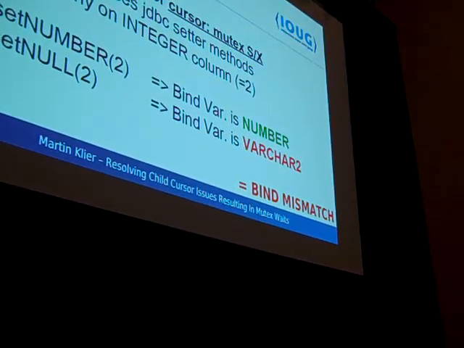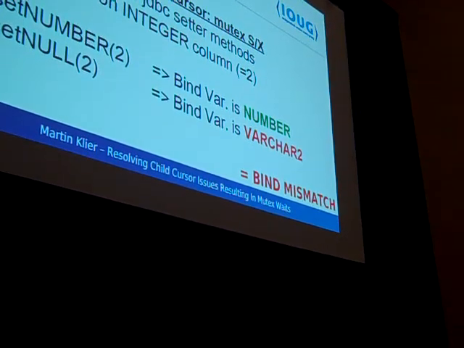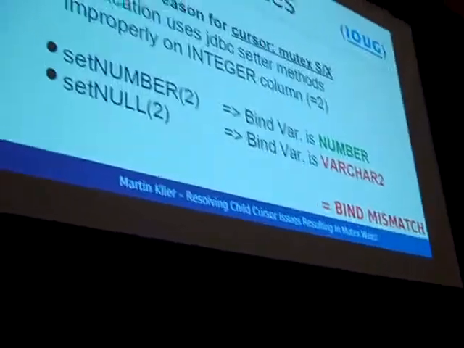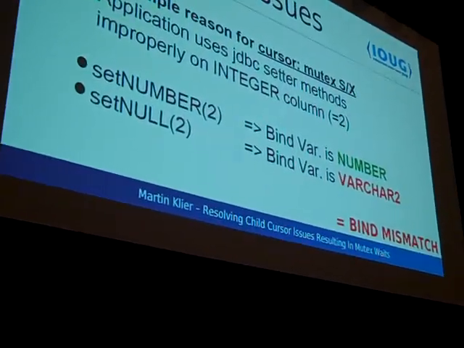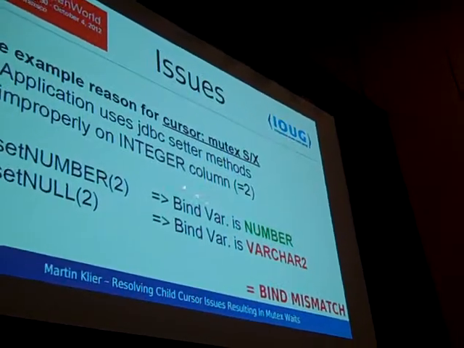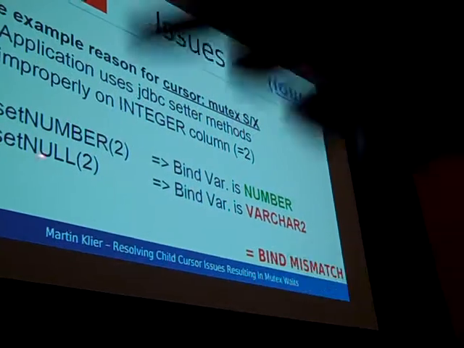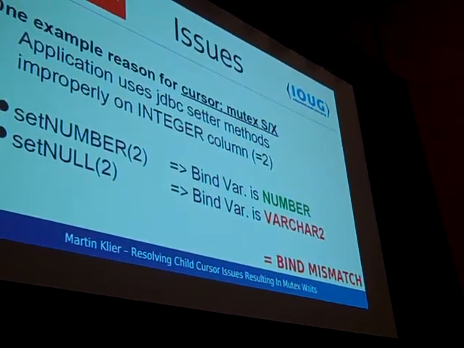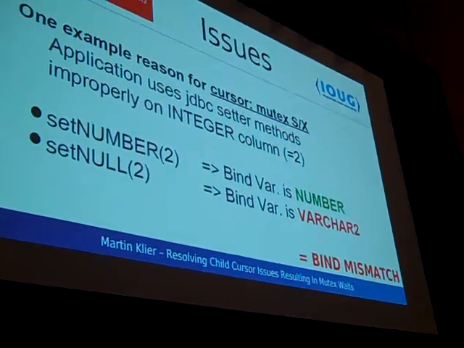An example reason out of my practice was that we are using JDBC, and using JDBC for setting bind variables involves a set method. It's setNumber. There's no discussion. It's a number for integer or number data types, and the bind variable data type is number in this case. But if you're resetting it with setNull, it defaults to data type varchar2. So for the next execution, the bind cursor is invalid.